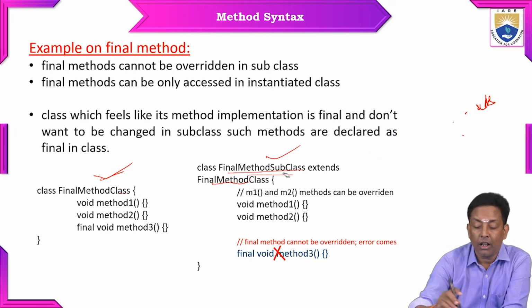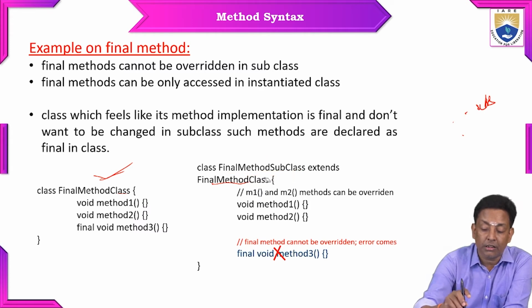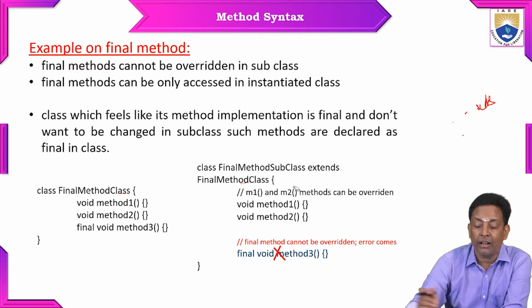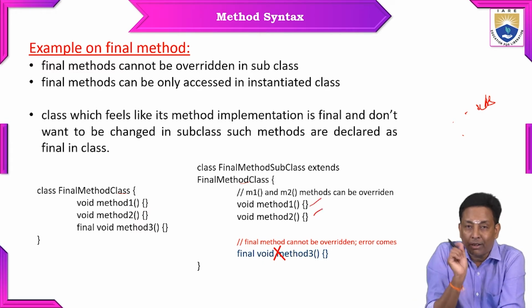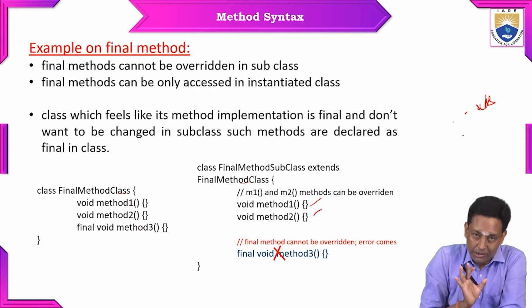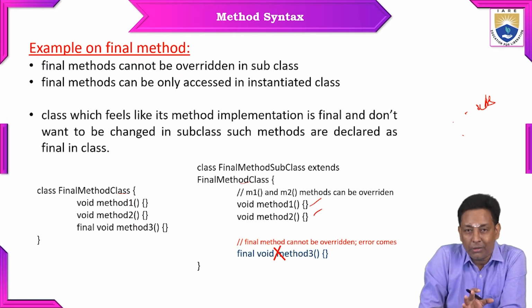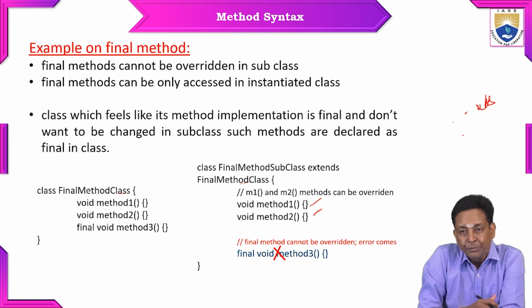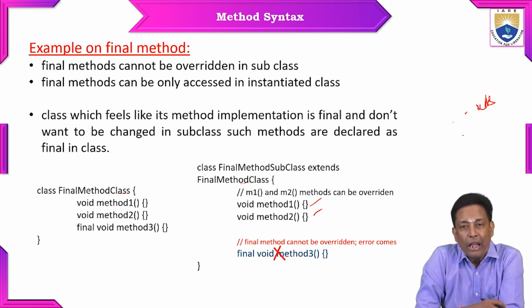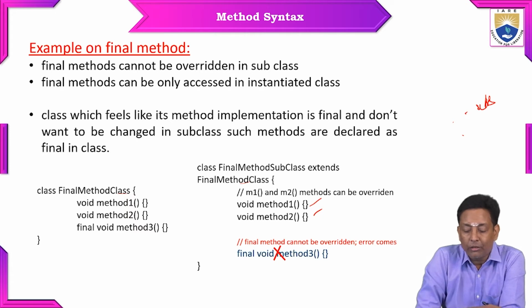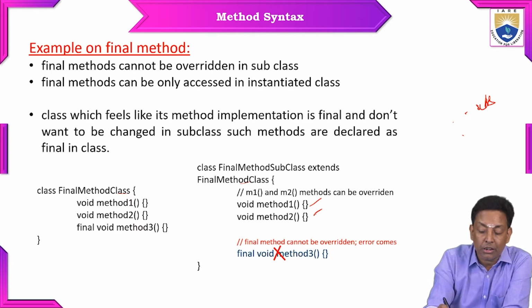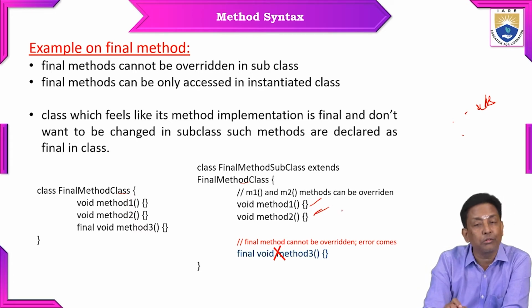Fine. Now in the subclass, what we can do and what we cannot do: I am trying to override method 1 and method 2. Method 1 and method 2 are not final methods. They are just normal methods, vanilla methods. Neither are they abstract nor final. A normal method can be overridden. So these 2 methods can be overridden. We can rewrite these 2 methods.